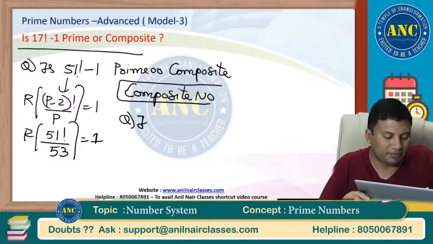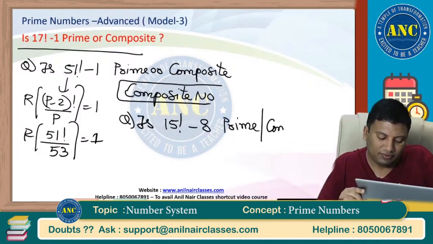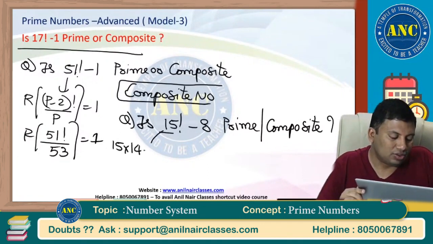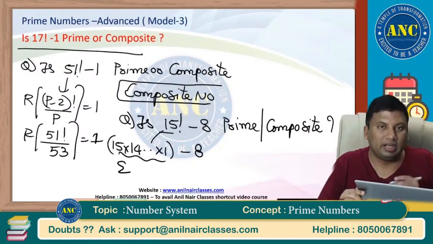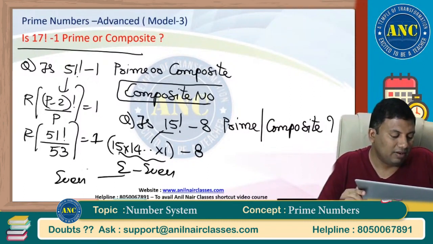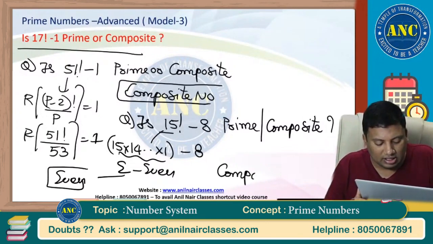Suppose the question is: is 15 factorial minus 8 prime or composite? 15 factorial is nothing but 15 into 14 and so on up to 1, minus 8. 15 factorial is an even number, and 8 is also an even number. Even minus even is even. There is no even number other than 2 which is prime, so the answer is composite.